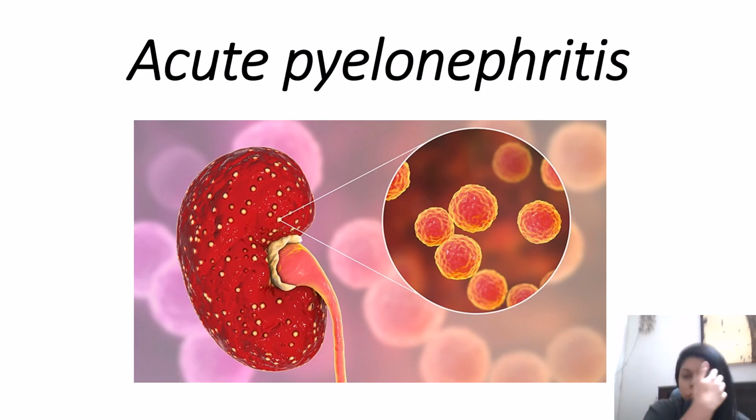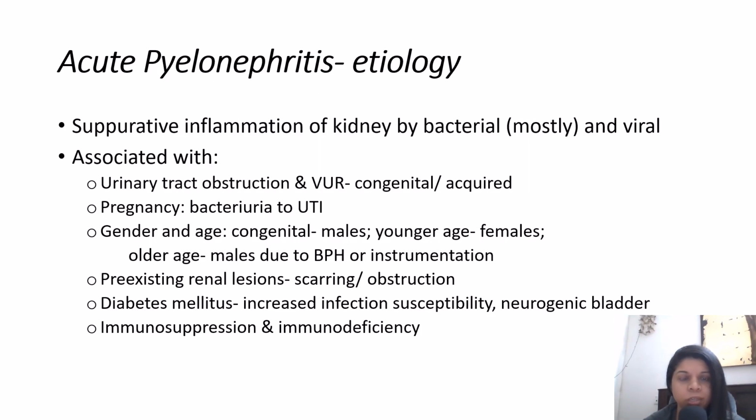So we will come to the two types, that is, acute pyelonephritis first of all. It is a suppurative inflammation. Suppurative means pus-forming inflammation. Why? Because most commonly it is bacteria. Wherever there is bacterial infection, neutrophils come to block it, and when neutrophils degenerate, it forms pus. So there is suppurative inflammation of the kidney, mainly by bacteria. Okay, there is also a very small chance of viral infection.